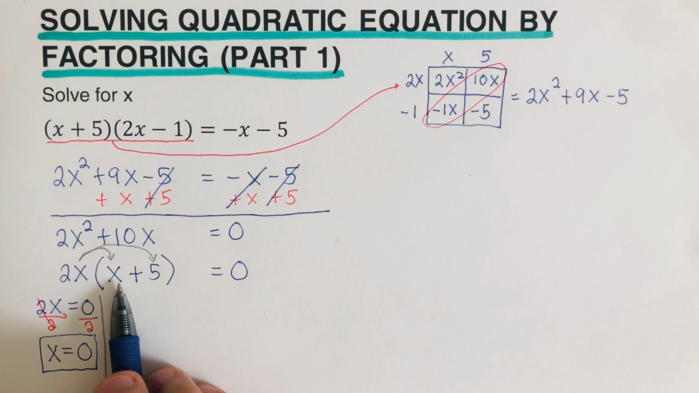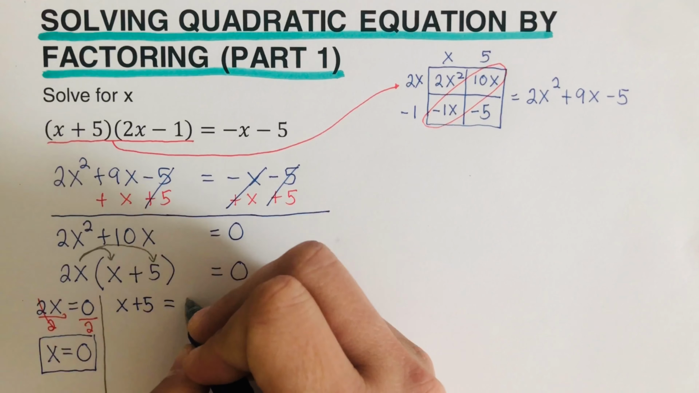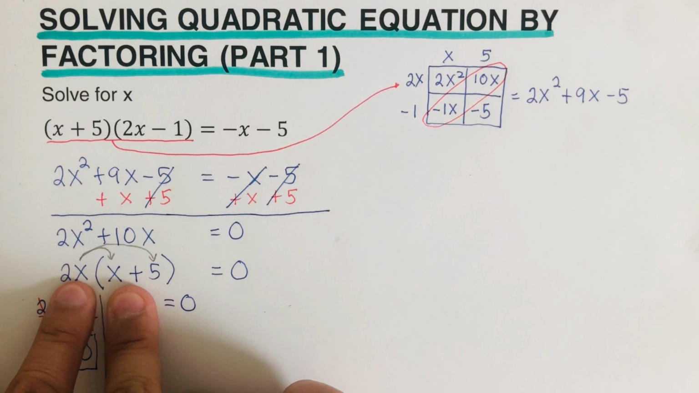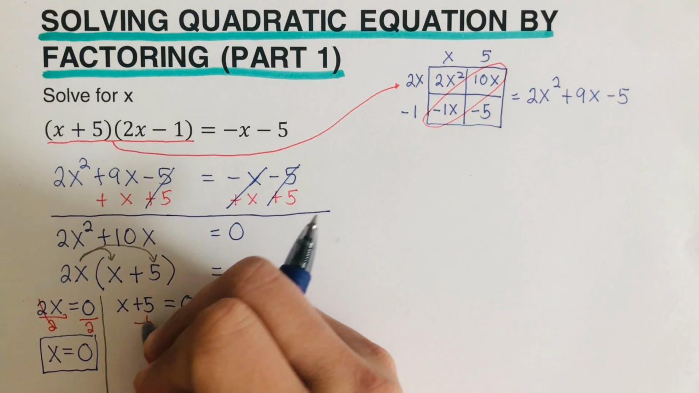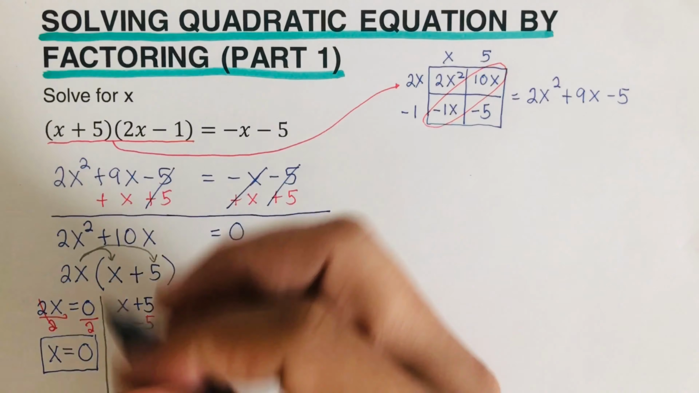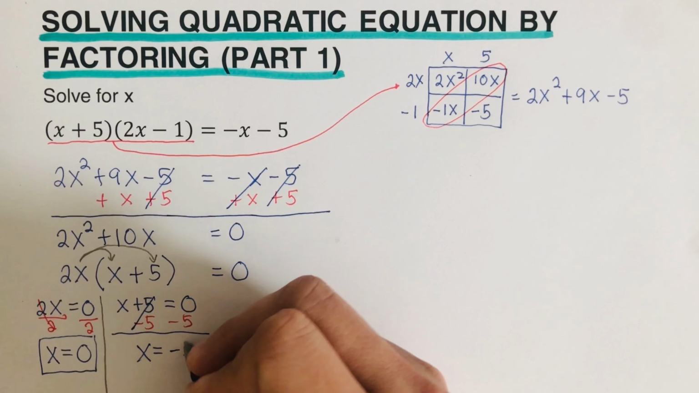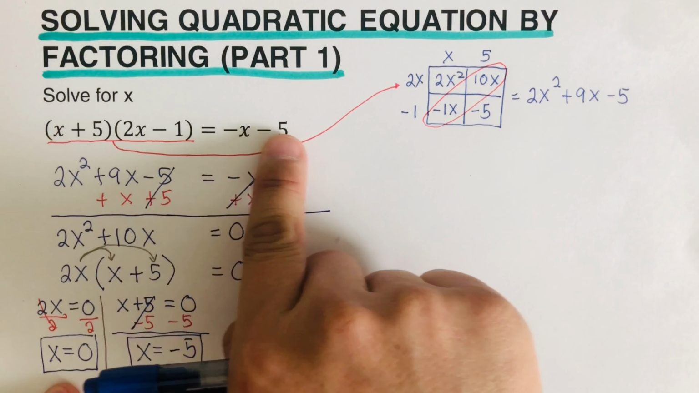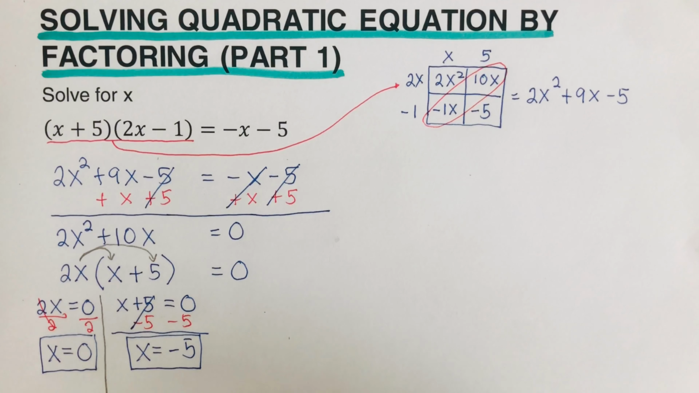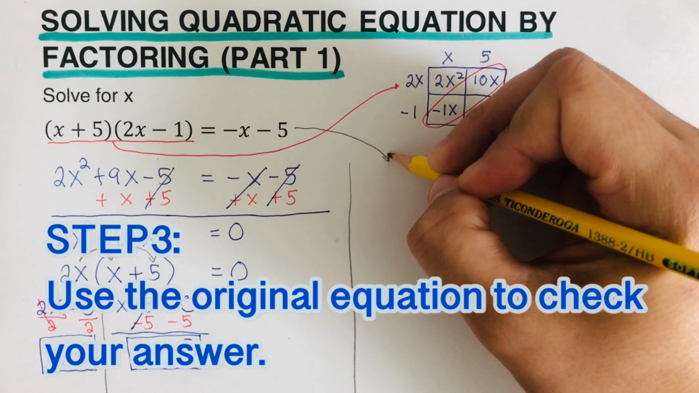Now the other equation would be x plus 5 equals 0. Again, both of these will be equal to 0. So then we go ahead and subtract 5 from both sides, minus 5. So then we can cross the 5 out. So we're left with x is equal to negative 5. So these two are the solutions to this equation that we have up here. Now we are ready to move on to the third step. The third step is to use the original equation in order to check our work.